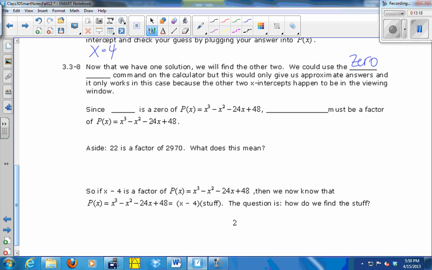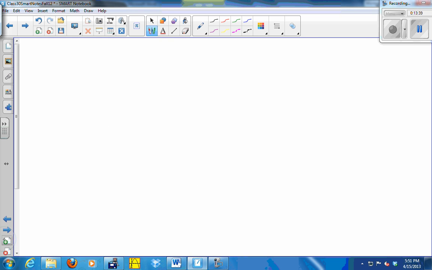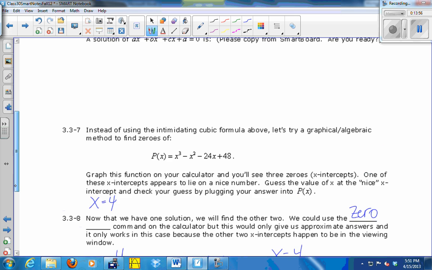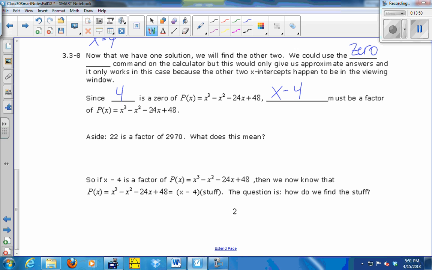So I get 1 from my calculator, and then I can do a nice little algebraic trick to get the rest. All right, so since 4 is a 0, what do I know has to be a factor? X minus 4. X equals 4 is a 0, which means that x minus 4 is a factor. So if I had this thing all written out in factored form, like blah, blah, blah, and I know that x equals 4 is a solution, that means that x minus 4 had to have been a factor one step earlier. So x minus 4 has to be a factor.